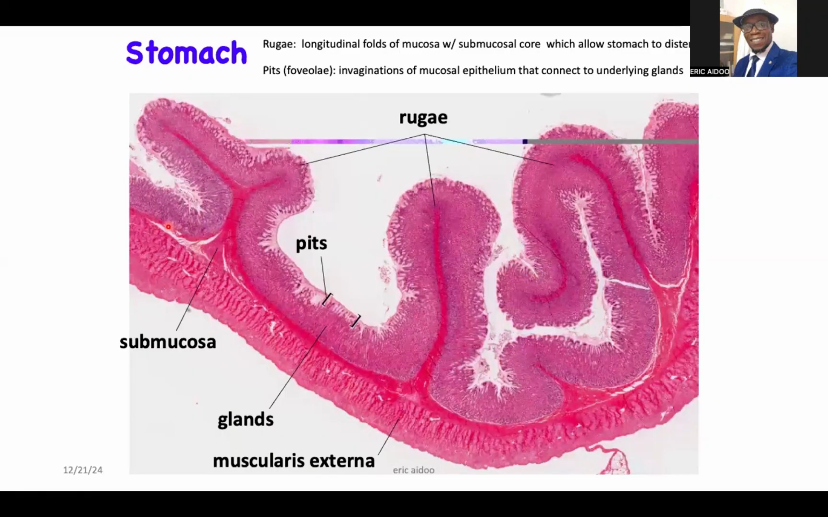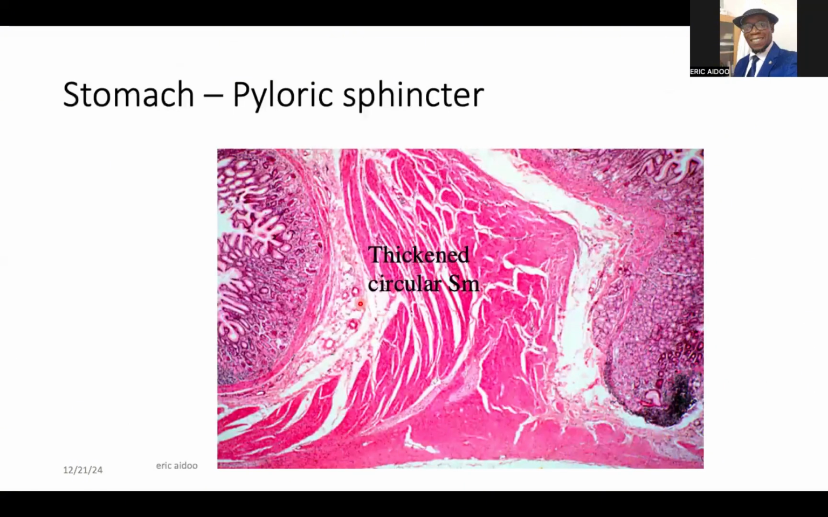So this is also showing you a longer section that can incorporate the submucosa, throwing the mucosa into folds. So you can see that. So those are rugae. Then if you take the section at that point, you are not going to find rugae. You're only going to find the pits and the glands. So I want to believe that this is very comprehensive.